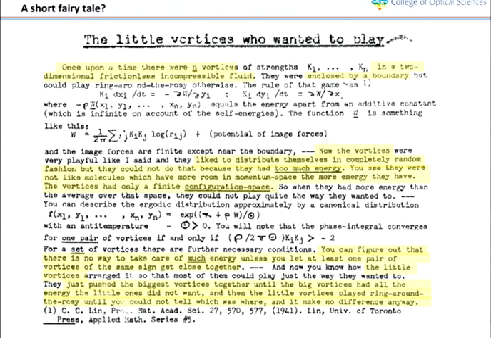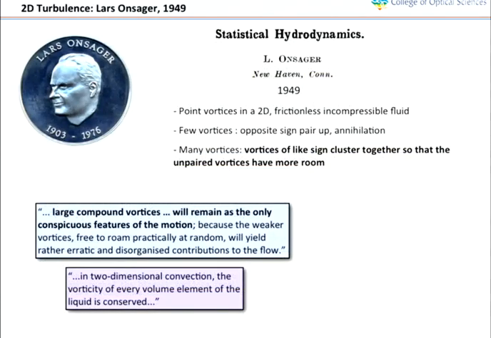Okay, so this story was written by Lars Onsager, and that was a letter he sent to Pauling, but he did put this in a more accepted peer-reviewed type format. In 1949, his paper entitled Statistical Hydrodynamics was about trying to analyze how turbulence might occur in a two-dimensional fluid. He assumed that vorticity in the fluid was represented by point vortices, and he showed in this paper how vortices of like sign cluster together so that the unpaired vortices have more room to move.